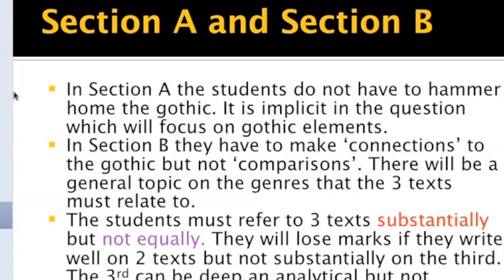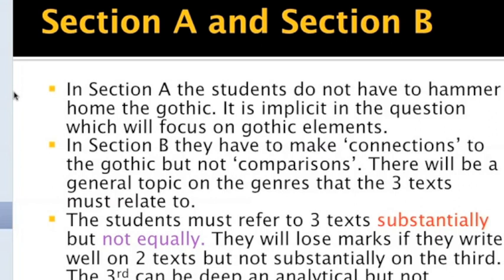But you will lose marks if you write well and substantially about 2 texts, but then only a little bit on the third, that's got very little to say. Now the third, certainly if you've got an issue with time, doesn't have to be as long as the other 2, but it has to be deep and analytical, okay? And I would suggest that you write about the texts in the order of how well you know them, just to support your approach. But remember that that third text must be written about in a substantial way as well.